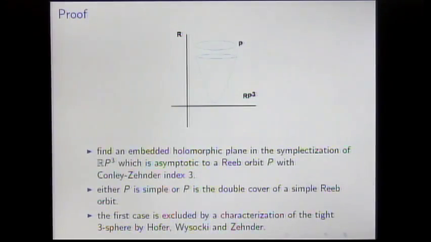So let's look at this asymptotic. What could be this asymptotic orbit of the finite energy plane? Okay, it could be a simple orbit. It could be the double cover of a simple orbit, or it could be a higher cover. A higher cover is not possible because of the hypothesis of dynamical convexity. If it's a higher cover, then the Conley-Zender index should be high, at least 5. So there are just two possibilities if you have this plane. Either the asymptotic orbit is simple, or it's a double cover of a simple one, which is non-contractible.